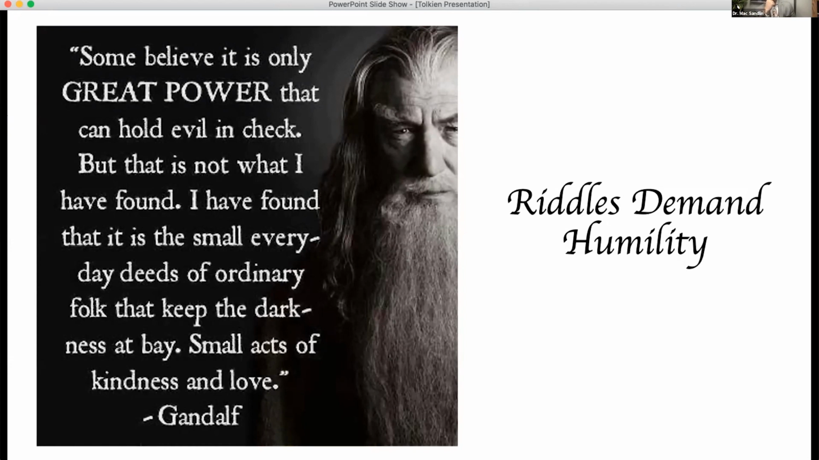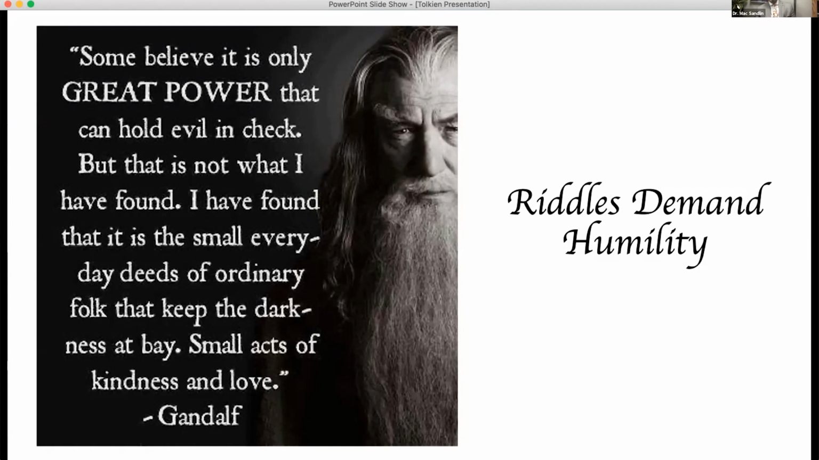A famous quote from the text, Gandalf says, "Some believe that it is only great power that can hold evil in check, but that is not what I have found. I have found that it is the small everyday deeds of ordinary folk that keep the darkness at bay, small acts of kindness and love." The great riddle in The Lord of the Rings is power and the riddle of power. And those who are wise know that power is found amongst humility, in giving oneself. A very Christian theme that Tolkien is looking into.